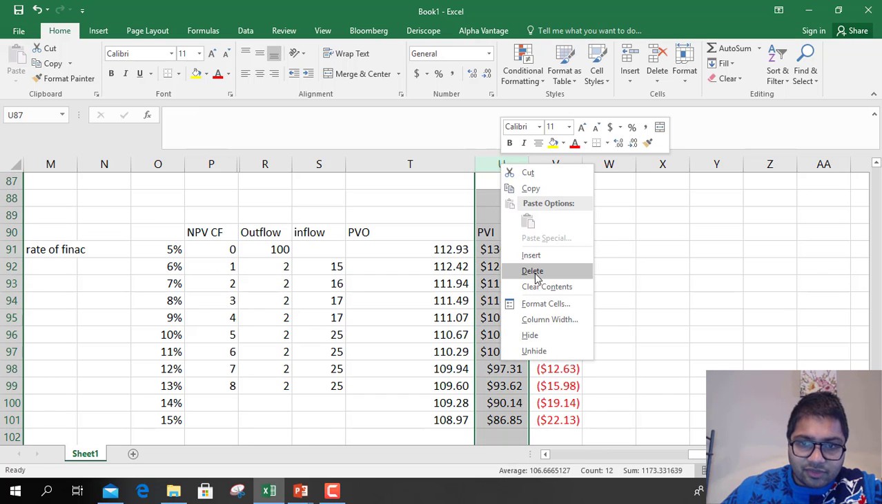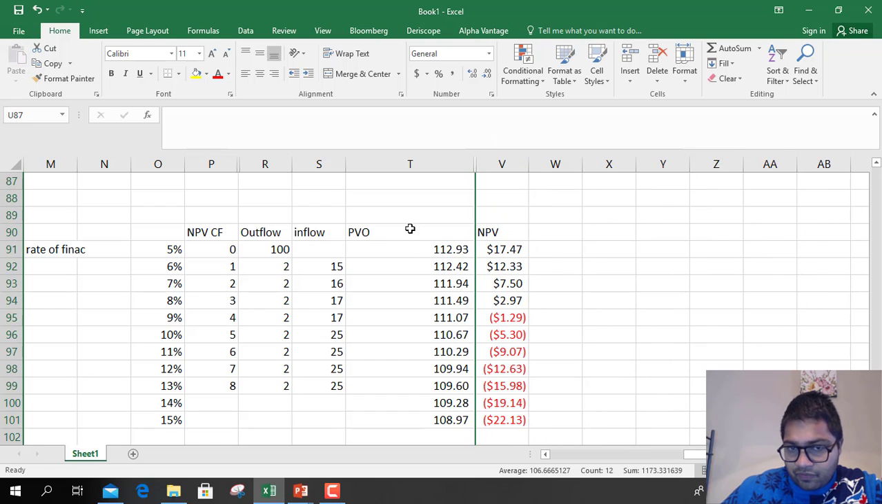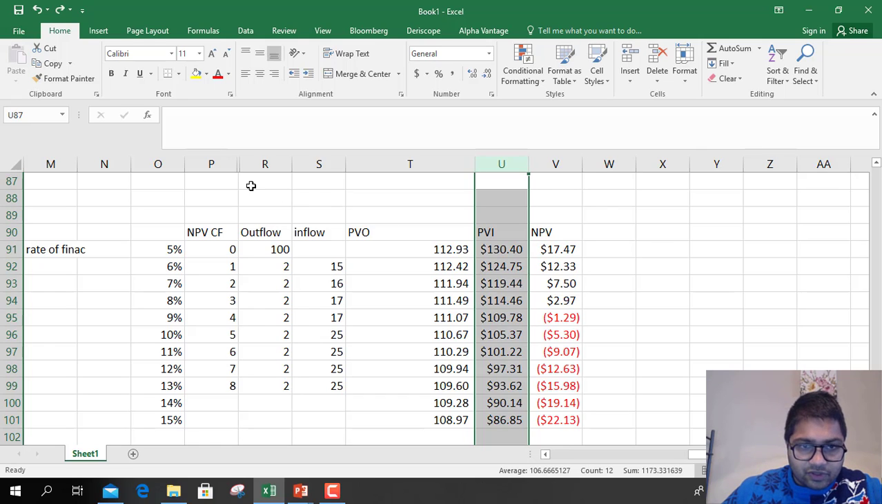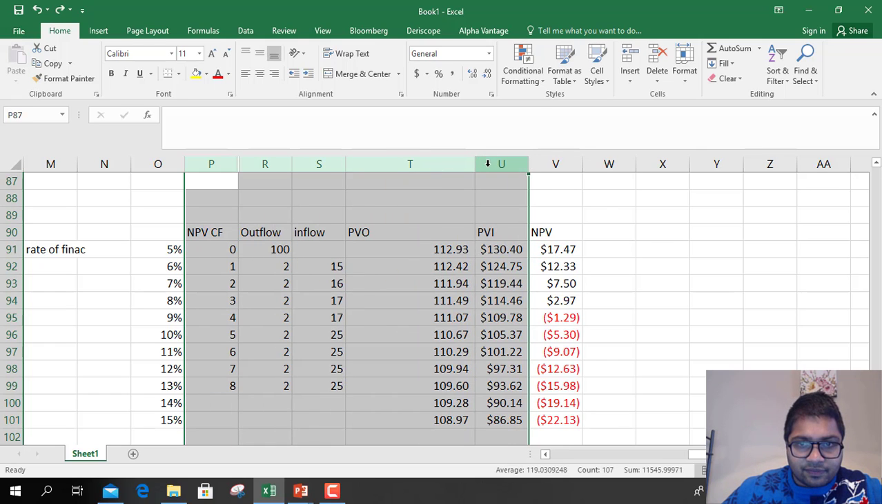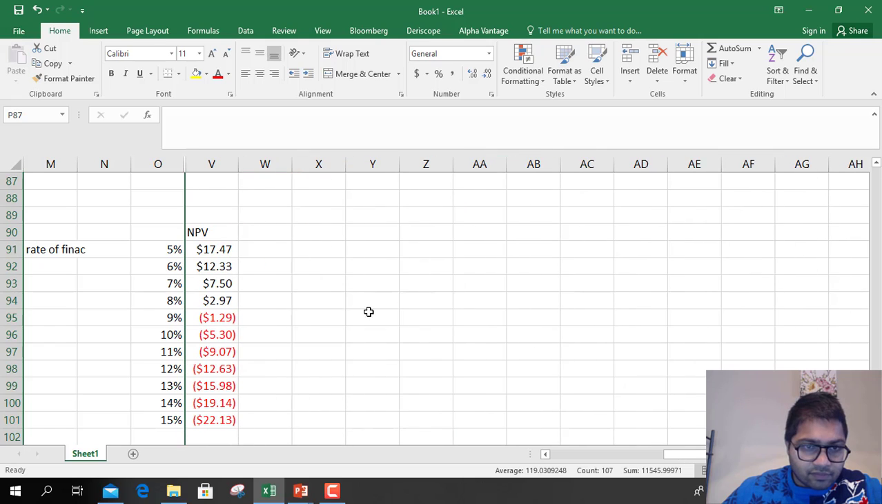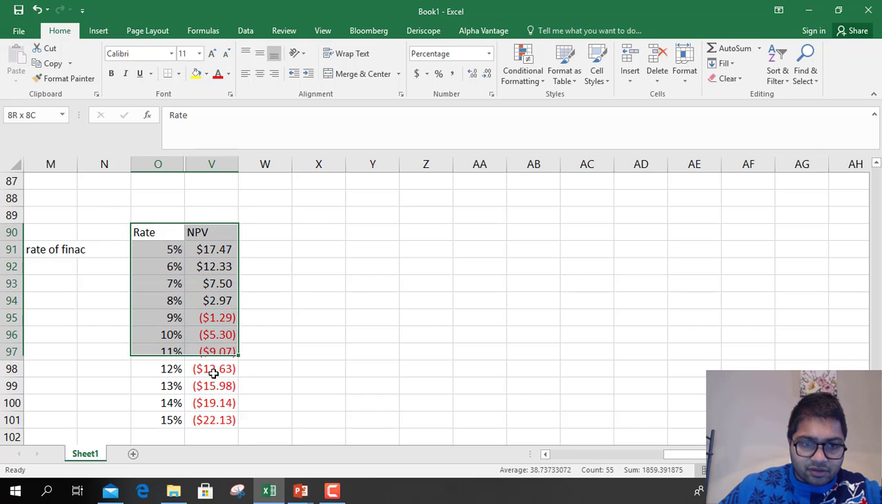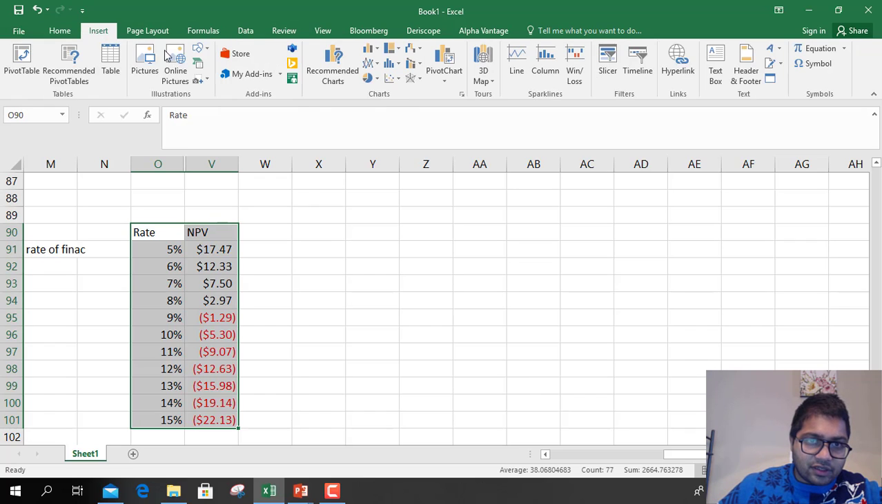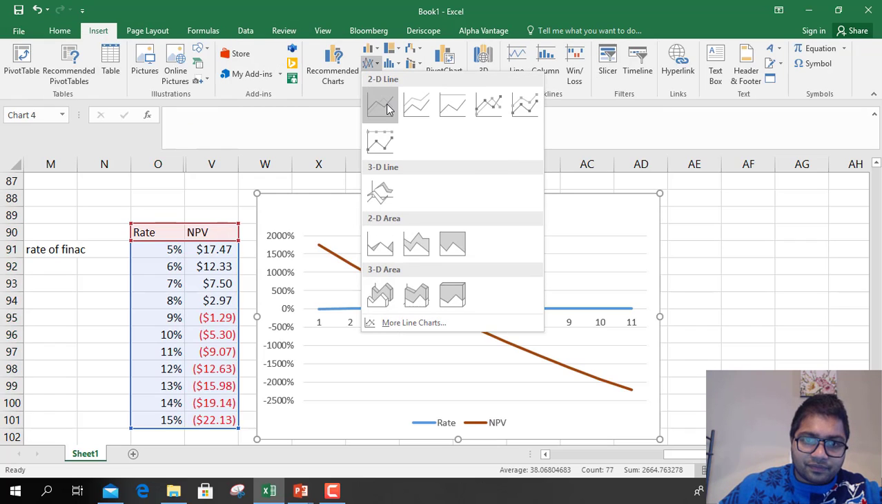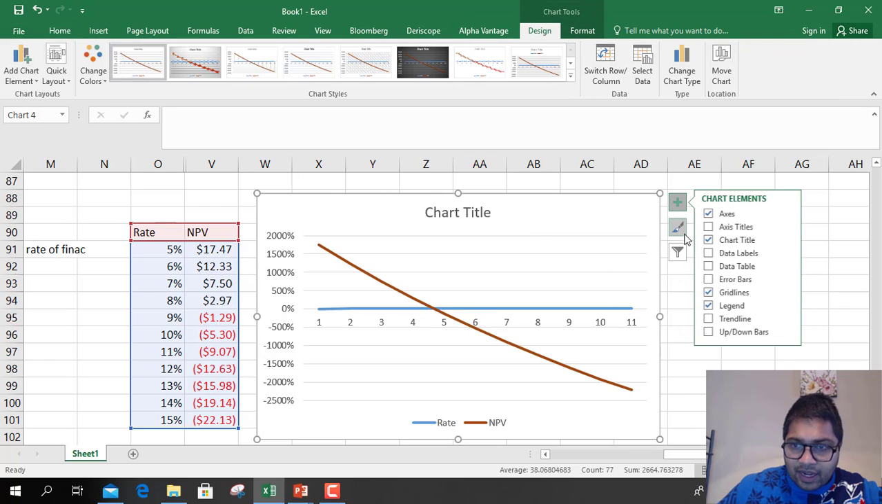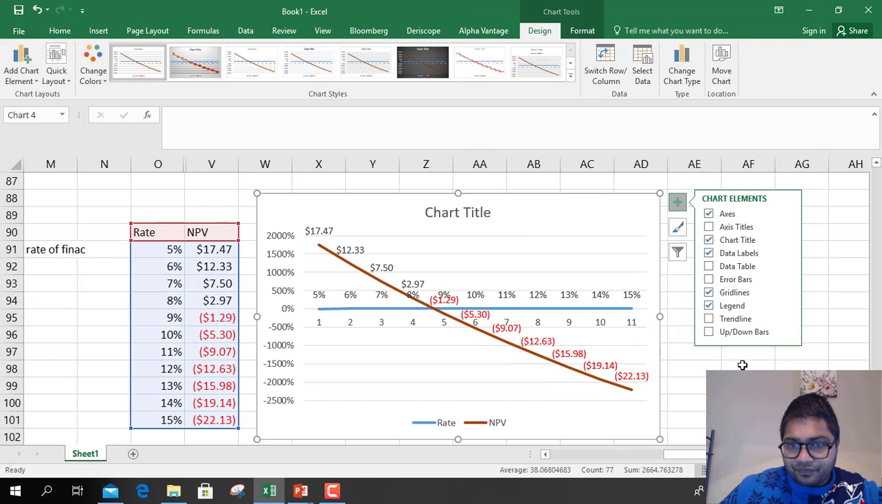Let's draw a chart. So I'm hiding this, left click and hide. We need rates, so I'm hiding all of this. So rates and NPV, so this is rate and that is NPV. So select this, go to insert, line chart, basic line chart, we'll add data labels.